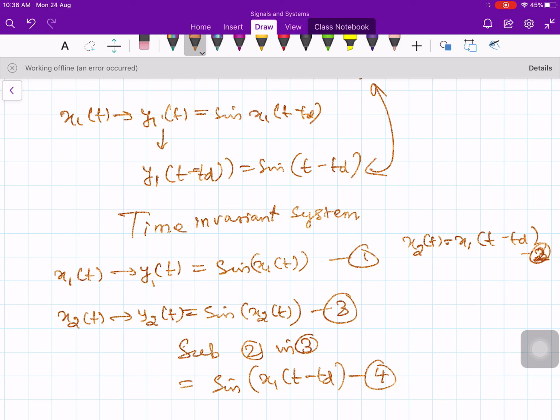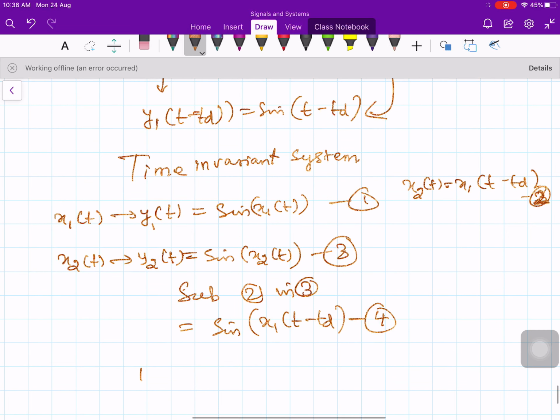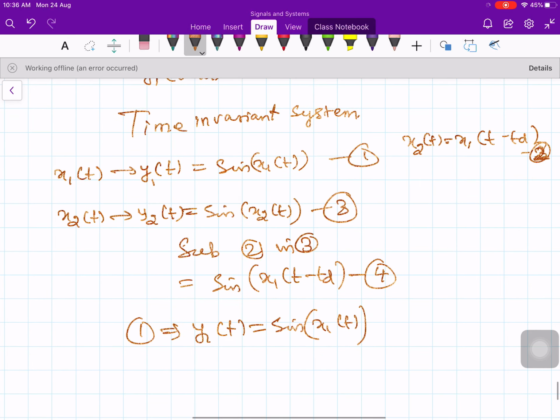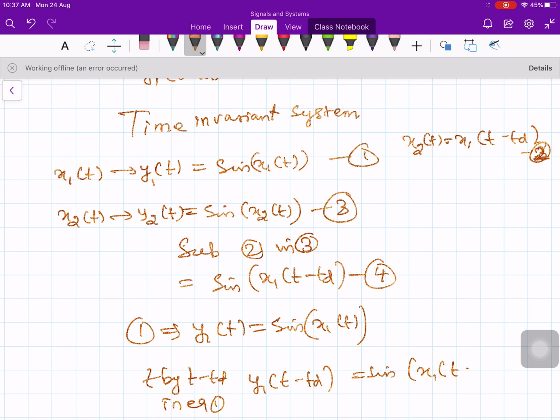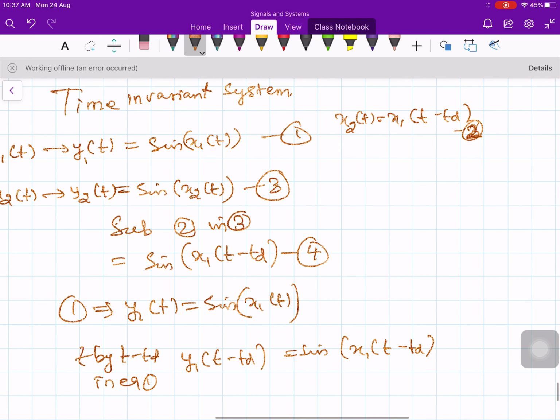Now from equation 1, y1 of t is equal to sine of x1 of t. Now replace t by t minus td in equation 1. Therefore y1 of t minus td is equal to sine of x1 of t minus td. Let me call this equation number 5. Now compare this and that, 5 and 4, both are equal. Therefore the system is time invariant.